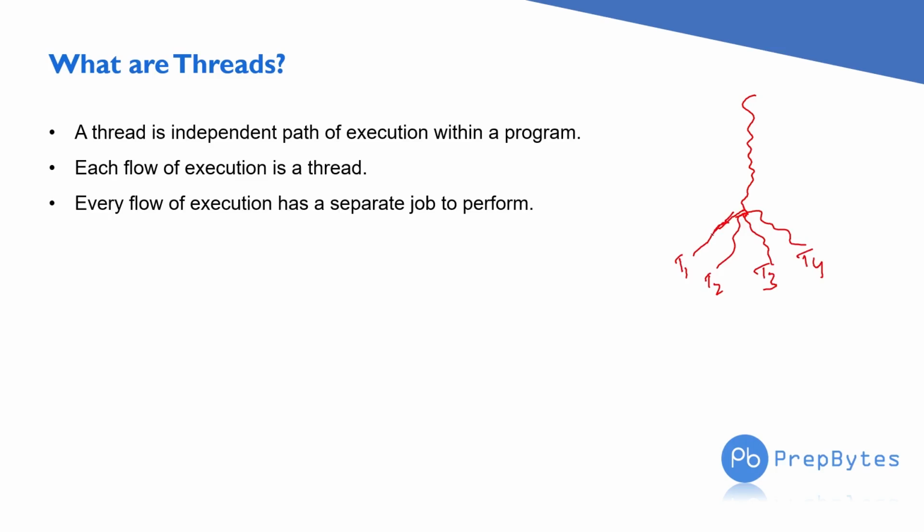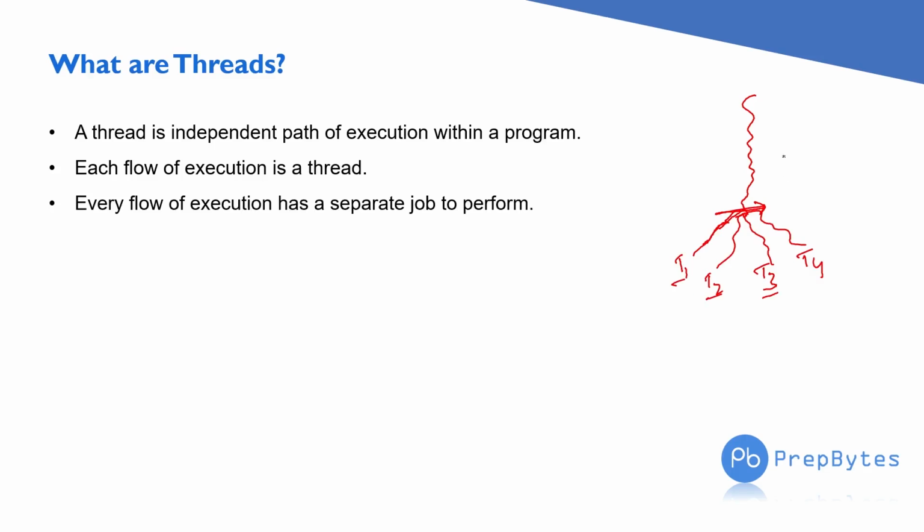Because they have separate jobs to perform, we can perform these jobs simultaneously using multitasking. Correct? Since they have separate jobs to perform, we can schedule these threads on our CPU in a multitasking manner. Okay, this is done by the thread scheduler. We will see that afterwards. Fine. So what is a thread?